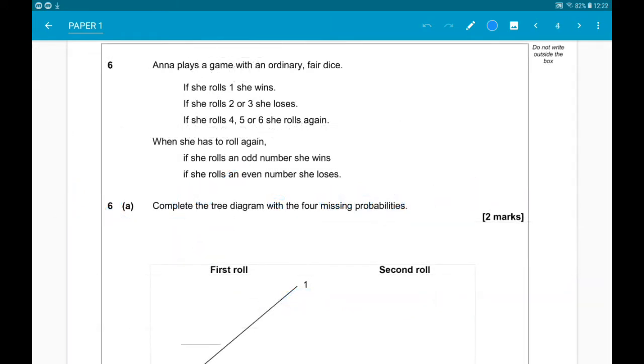Okay, number 6. Anna plays a game with an ordinary fair 6-sided dice. If she rolls a 1, she wins. If she rolls a 2 or a 3, she loses. If she rolls 4, 5 or 6, she rolls again. When she rolls again, if she rolls an odd number, she wins. If she rolls an even number, she loses. Part A wants us to complete the diagram with the 4 missing probabilities.